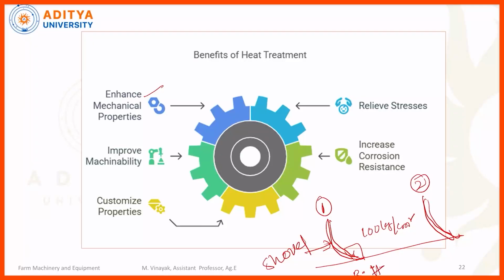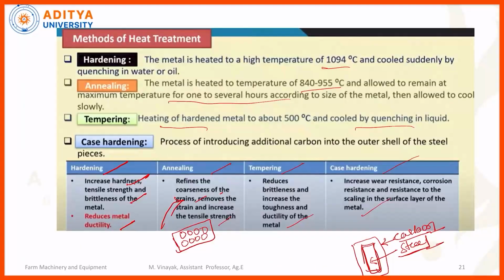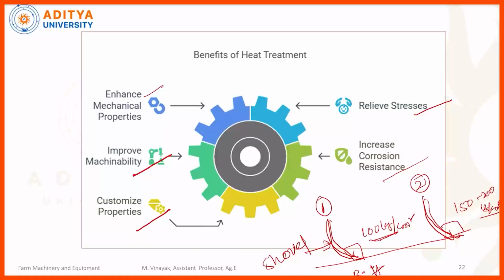So before going through the heat treatment process, it can sustain 100 kg of load. After going through the heat treatment process, it can sustain 150 to 200 kg per centimeter square of load. Why? Because after getting the heat treatment process, the material can enhance its property. Next are improved machinability, customized properties, relieved stresses, and increased corrosion resistance. In the last slide we have explained this.